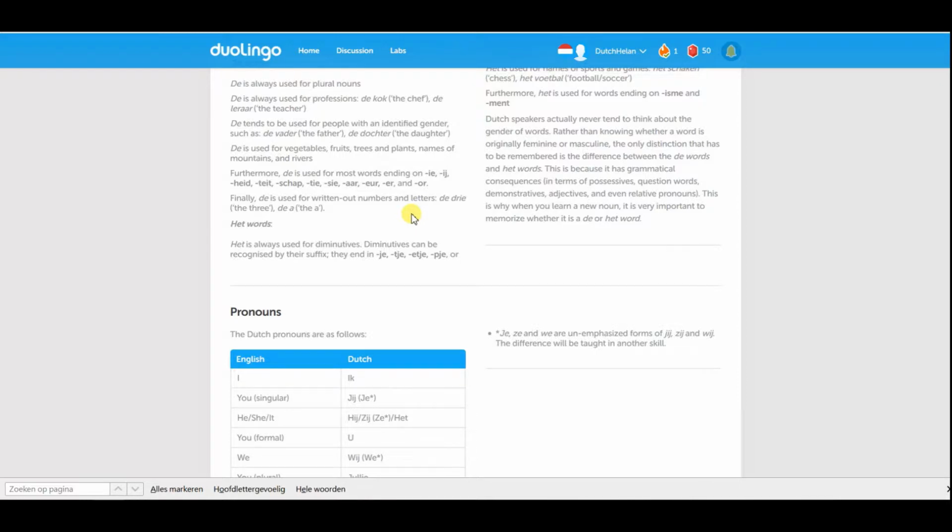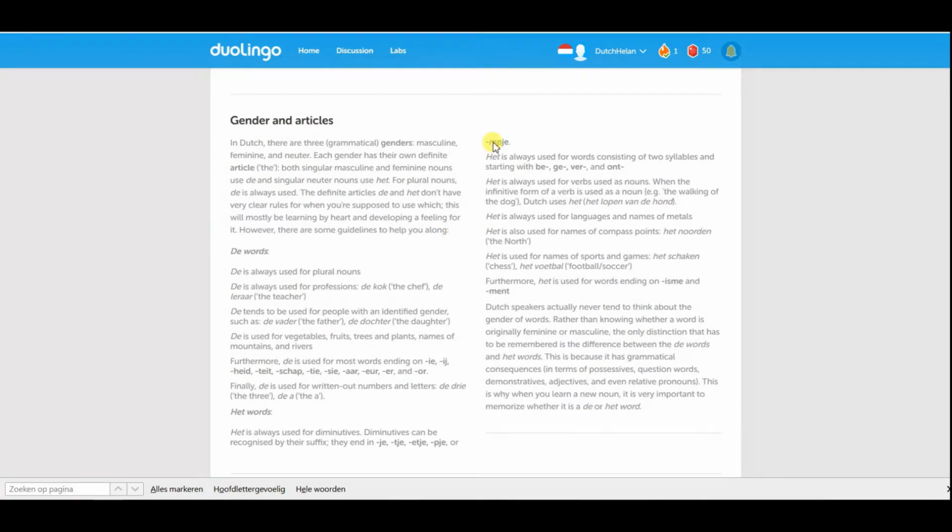Okay, on to het. Het is always used for diminutives. Diminutives can be recognized by their suffix. They end in je, tje, etje, pje, or mpje. Okay, this one's pretty good to know. In and of itself, it does not really have any meaning, and it can be used for pretty much any noun.